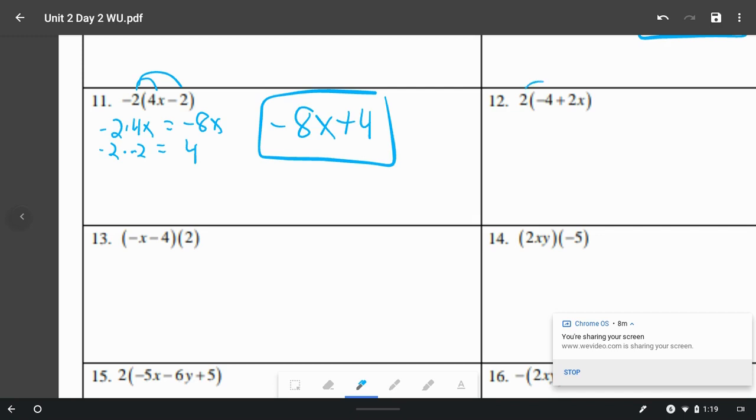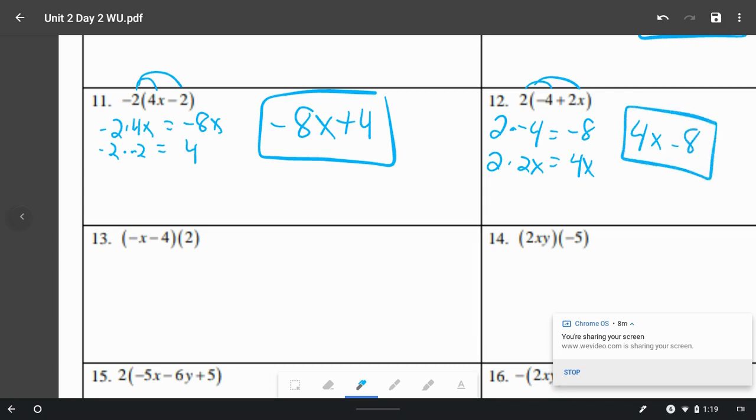The next one, if you multiply it correctly, that's 2 times negative 4. And that's 2 times 2x. So let's see what we get. I think that's negative 8 and 4x. So we always write my variable first. My constant always goes last. So 4x minus 8 would have been the answer if you'd have done that correctly in the right order.